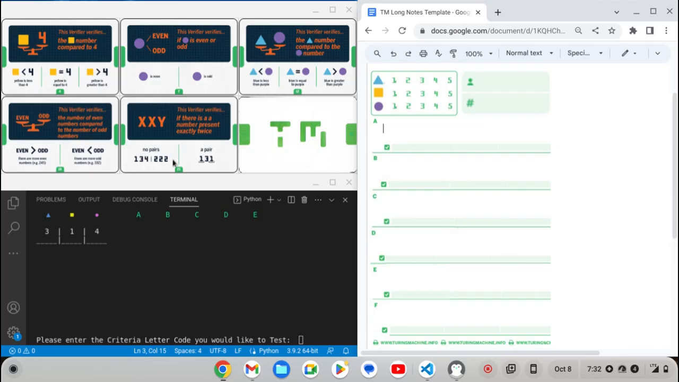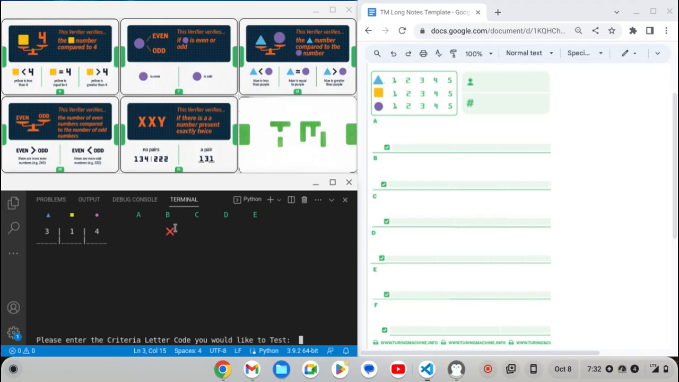Remember, the objective of today's puzzle is to find that unique 3-digit code that abides by all of the 5 criteria cards we just discussed. And we're going to start off with an initial proposal of 314. So the first thing I'd like to test is criteria card B.